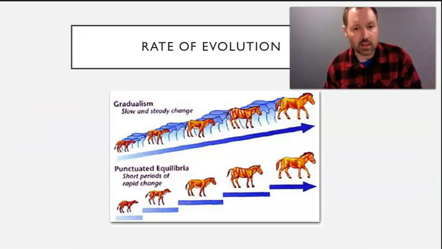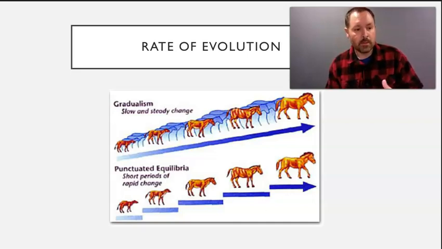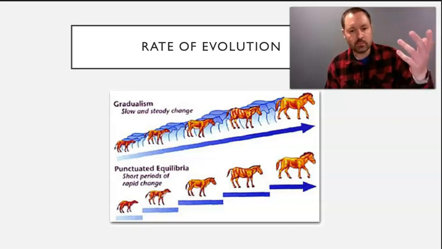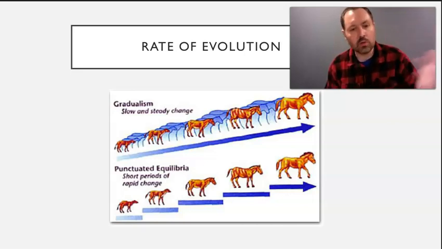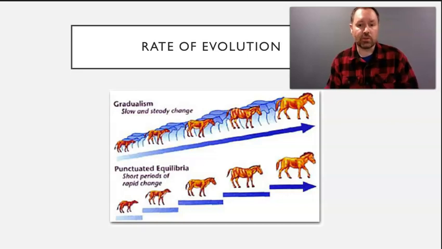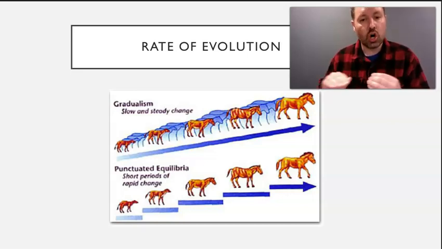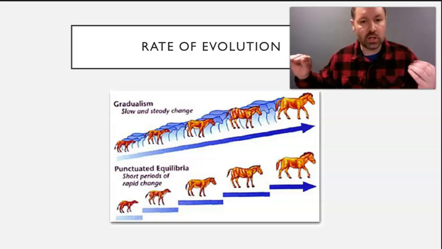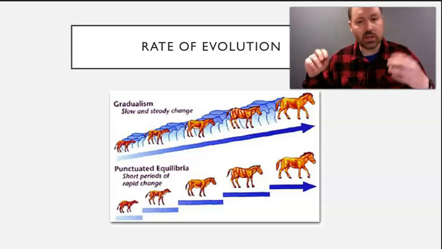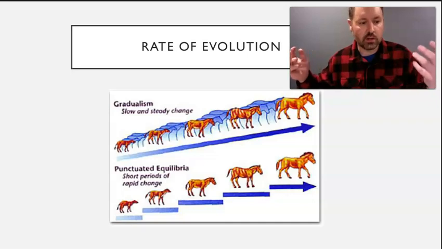The next thing that our textbook talks about on pages 390 and 391 is the rate of evolution. There are two major ideas when it comes to the rate of evolution. Neither one of them has been proven correct or been proven wrong. But one of the major ideas is called gradualism. With gradualism, things slowly but steadily always change. It's always changing, generation after generation, just slowly and continually changing.